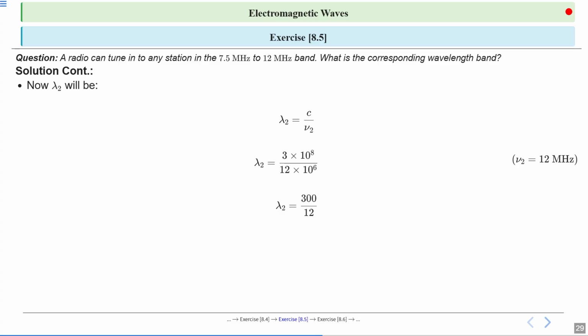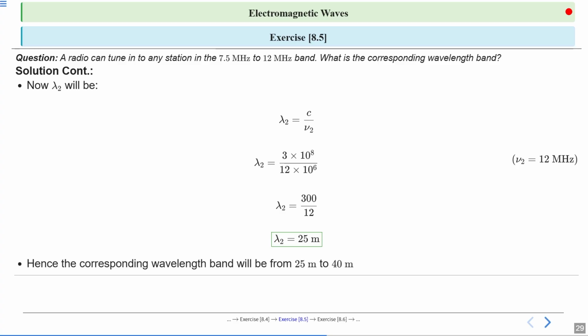So lambda 2 will be equal to 300 upon 12. So lambda 2 will be equal to 25 meter. So the wavelength corresponding to 12 megahertz frequency came out to be 25 meter. So the band of wavelength came out to be 25 meter to 40 meter. Hence the corresponding wavelength band will be from 25 meter to 40 meter.